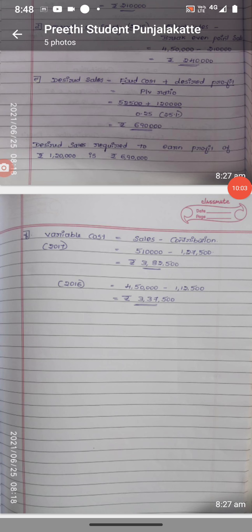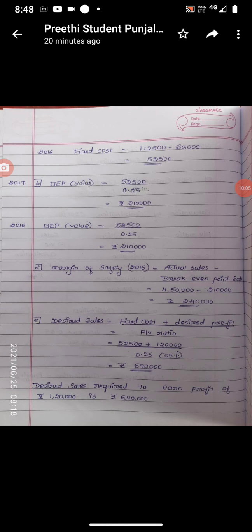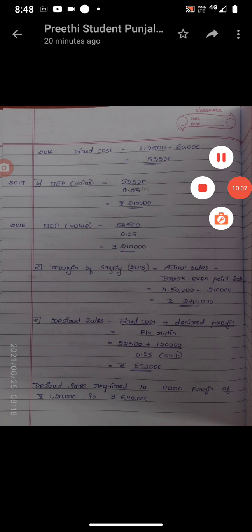So this way we have calculated the marginal costing problem. So we will discuss this in the further online class.